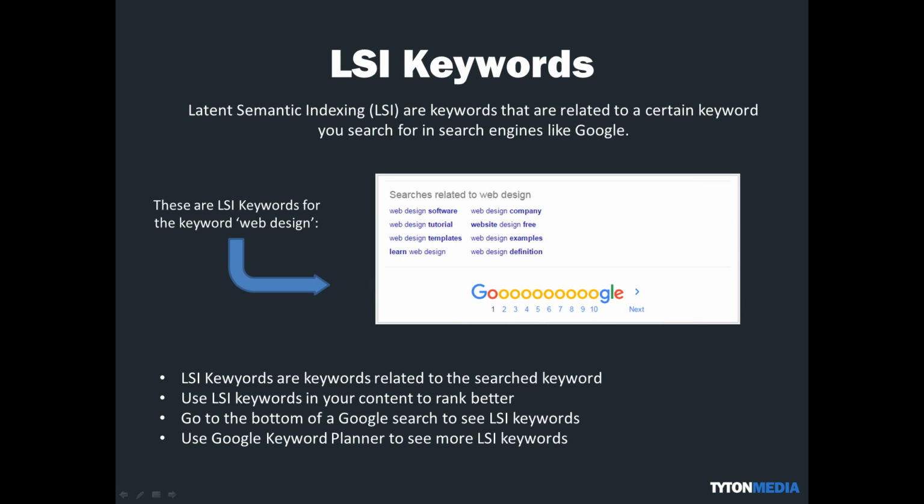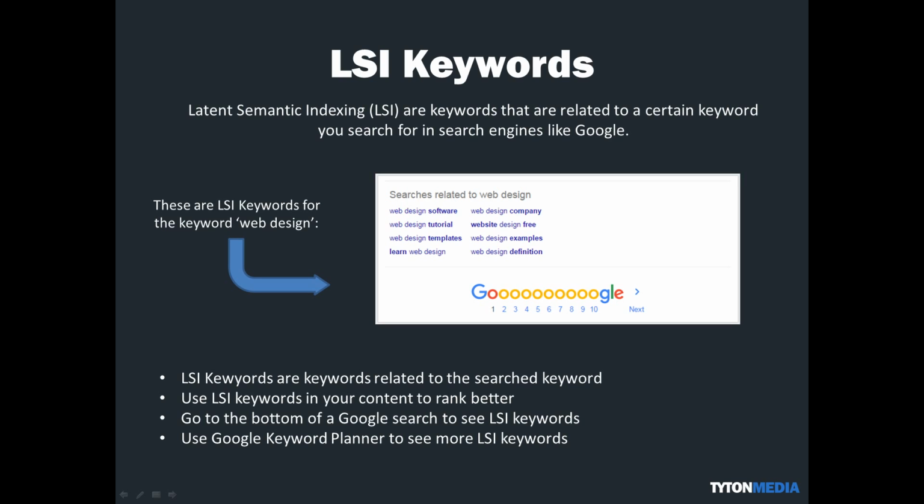So last but not least is LSI keywords. These are somewhat new in 2016, but a great on-page factor that not many people know about that you should definitely be using in all your pages. LSI keywords are latent semantic indexing keywords, and what they are is pretty much a synonym to a certain keyword that you search for in search engines like Google. So if you want to see some examples of LSI keywords, just perform a simple search in Google and go to the bottom, and you'll see searches related to whatever your keyword was.